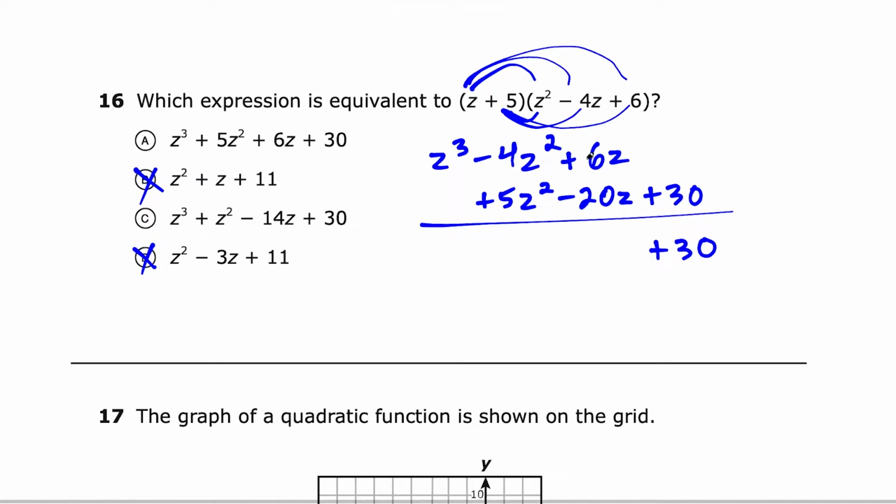And then we have 6z minus 20z is minus 14z. So right away, I could see that A is out and choice C is our answer. But let's make sure that the other terms match up.